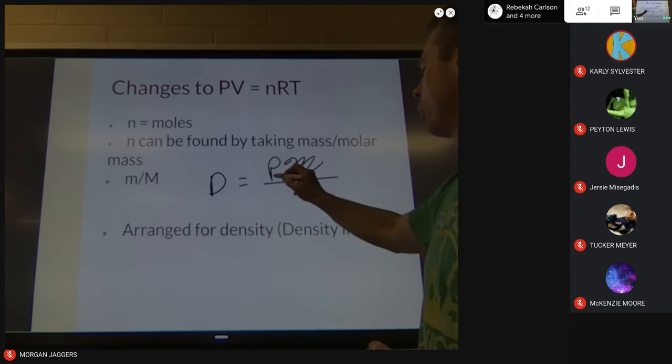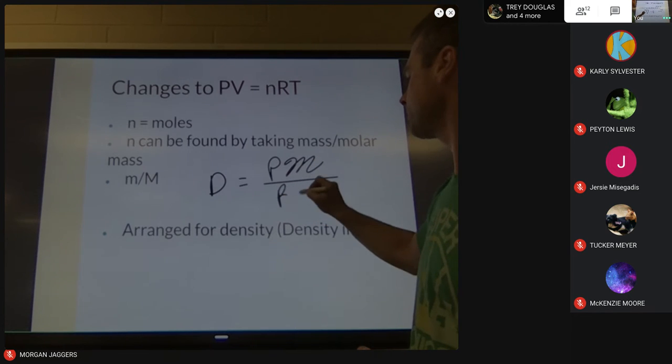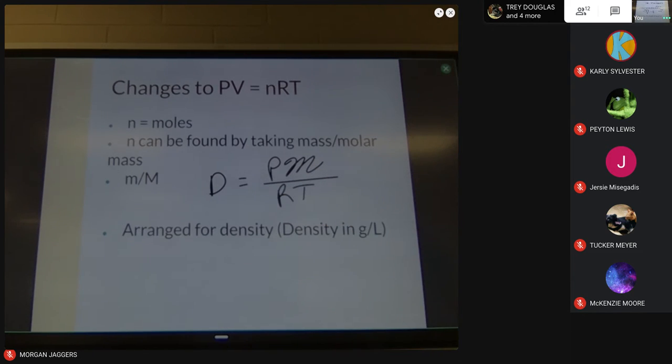So density is equal to pressure times molar mass all over RT. Pressure times molar mass over RT. That's going to be what we use. Now, here's the key. The density has to be in grams per liter. Everything else has to be molar mass in grams per mole, atm or kPa, use the correct R, and temperature needs to be in Kelvin.